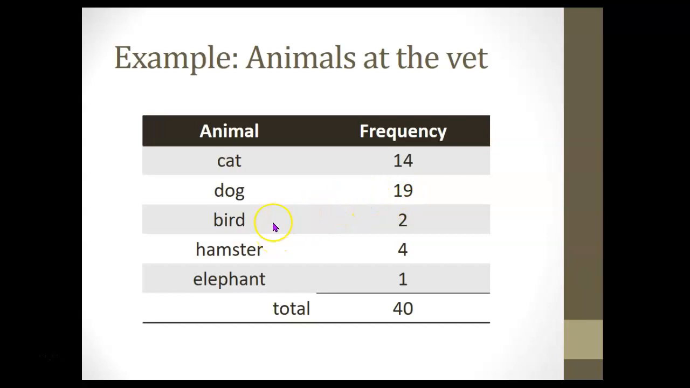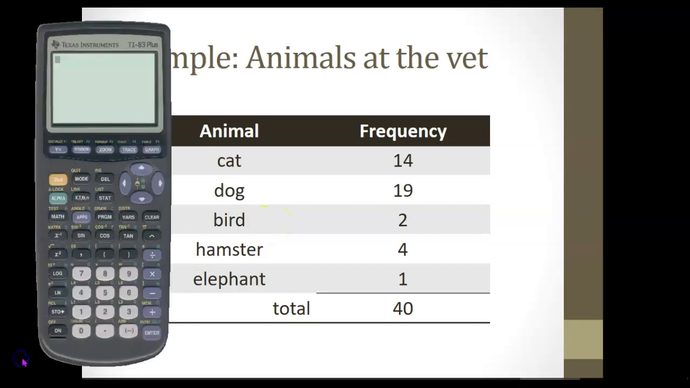What if we want to show the relative frequencies? Well, for this, I would get my calculator and I would take each frequency divided by the total, which is 40. So 14 divided by 40 is 0.35. If I wanted to write it in decimal form, it would just be 0.35, or if I wanted to write it in percent form, it would be 35%. So out of all the animals we were looking at, 35% of them were cats.